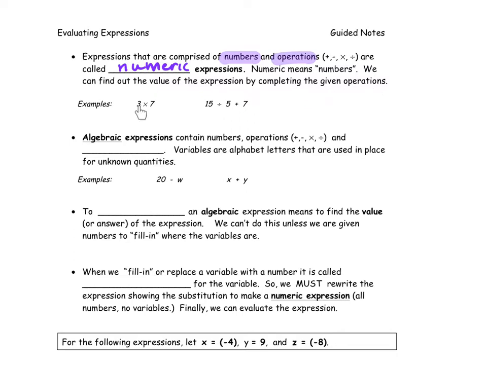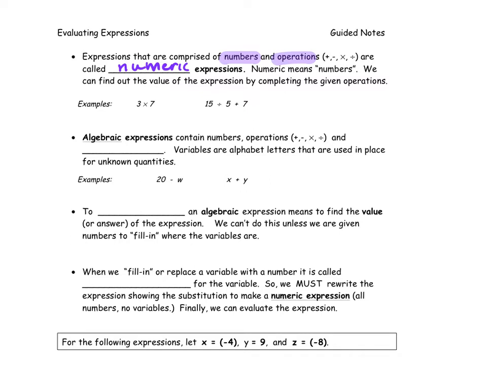We can find out the value of expressions by completing the given operation. So in other words, if they give me all numbers, I'm able to figure out what these expressions' value is. So 3 times 7 would be 21. 15 divided by 5 is 3, and 3 plus 7 is 10. So we can figure out when they give them to us all in numbers or a numeric expression. And we've been working with those when we work with integers.